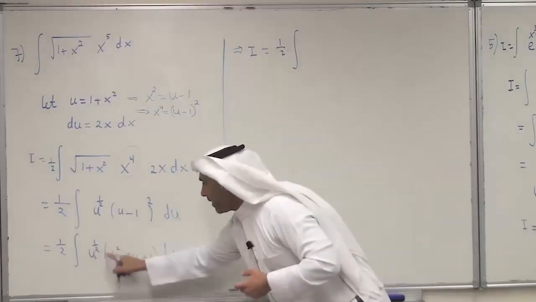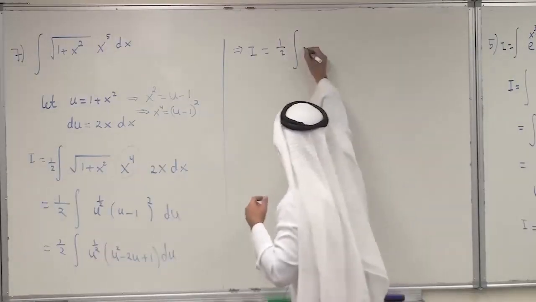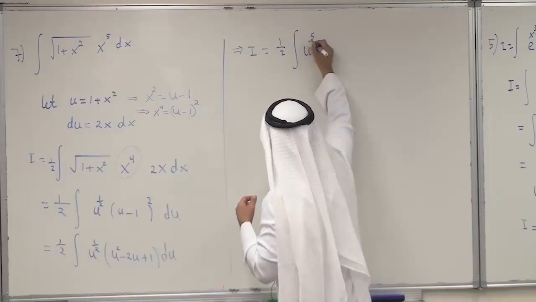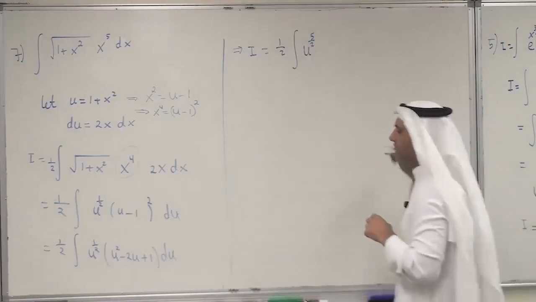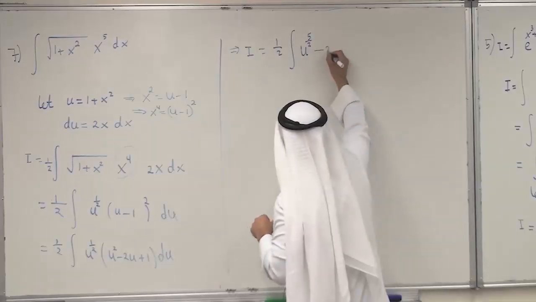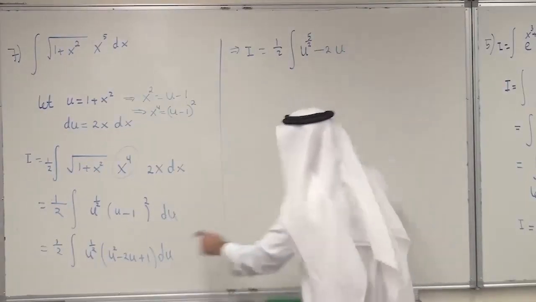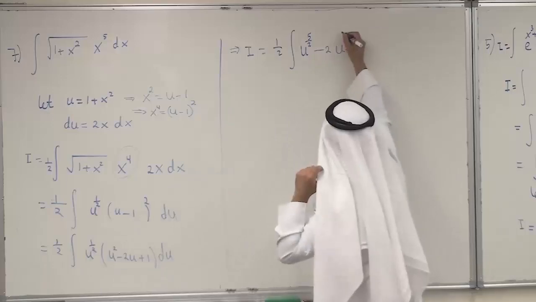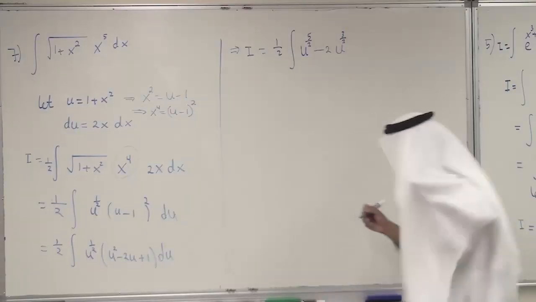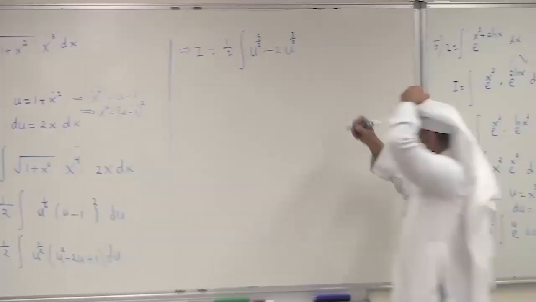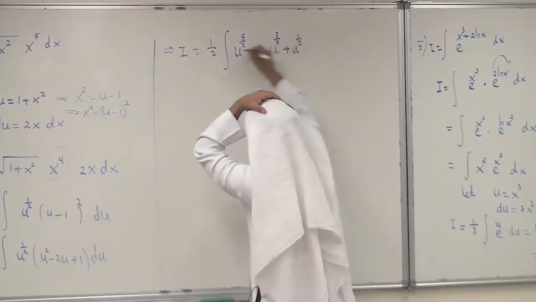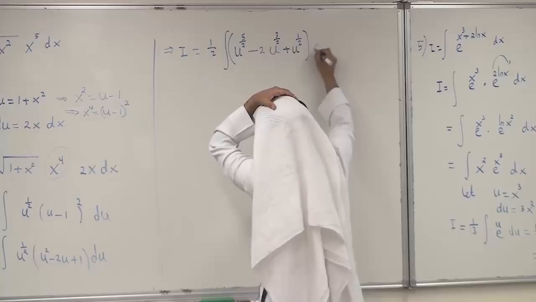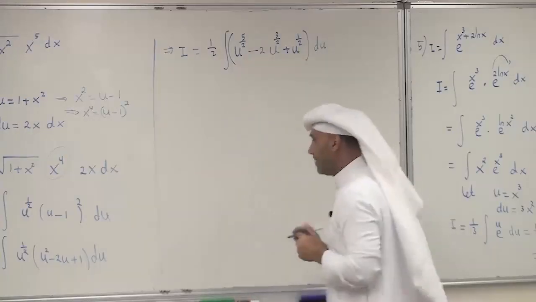You have u to the power 1/2 times u squared, that is u to the power 5/2. We are not yet integrating. We are just simplifying until now. Minus 2, we have u to the power 1 times u to the power 1/2, that is u to the power 3/2. Okay? And then we have 1 times u to the power 1/2, that will give me u to the power 1/2. And then we integrate everything here with respect to u.